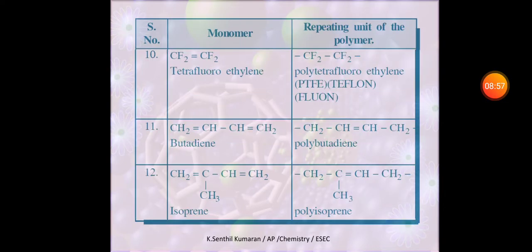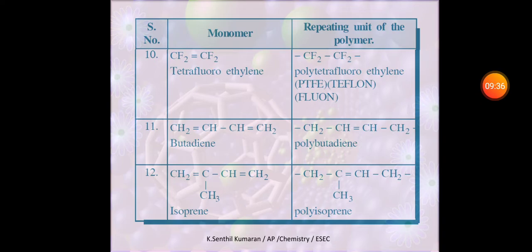Next, tetrafluoroethylene. Tetra means 4. So the 4 fluorine atoms connected with the ethylene molecule is called tetrafluoroethylene. So the tetrafluoroethylene polymerized to form polytetrafluoroethylene, that is PTFE, or Teflon or Fluon.